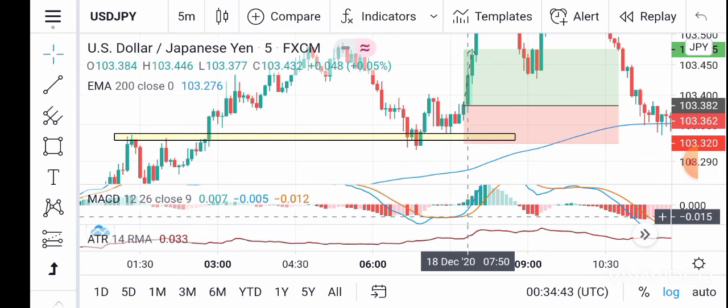So it works on all time frames. As you can see, I'm using a 5-minute time frame. You can use 10 minutes, 15 minutes, 40 minutes, 1 hour. It all depends on which time frame you want to use.